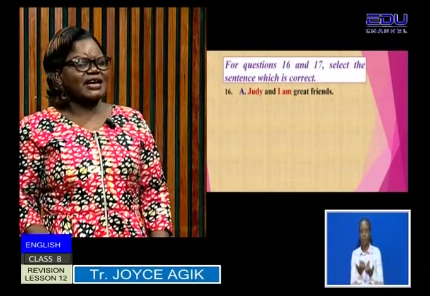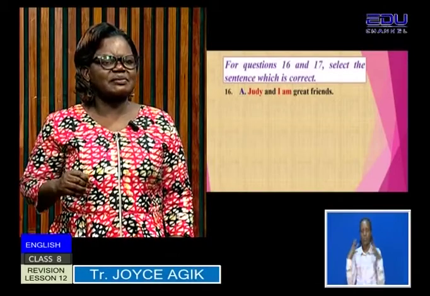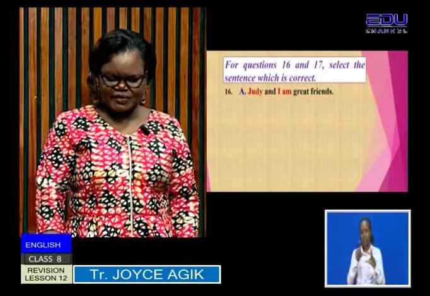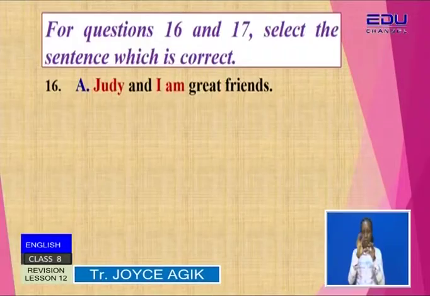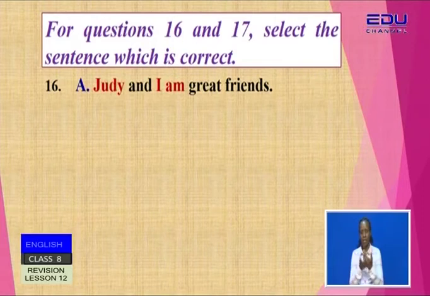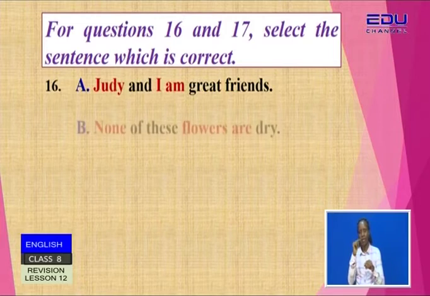Now, there are some rules that you have to follow when you are practicing subject-verb agreement. Like in choice A, when the subjects are joined together with the conjunction and, they are handled in plural. For example, Judy and I, which verb should we put there? The subjects are Judy and I. Very good. Judy and I are great friends. So it becomes plural.